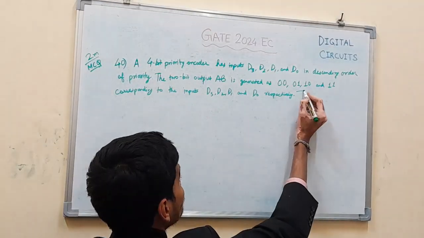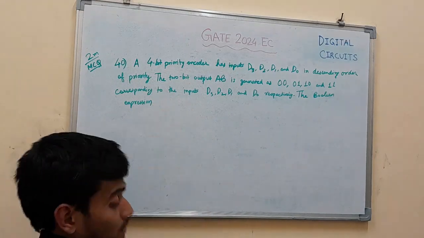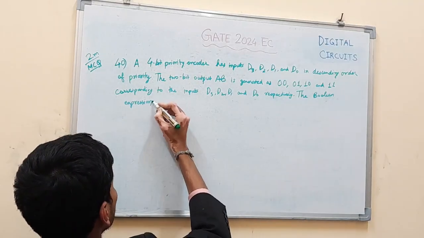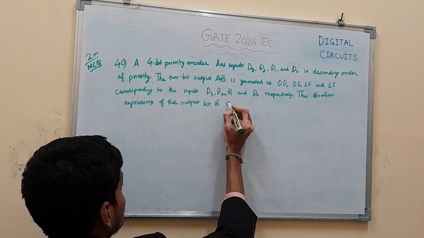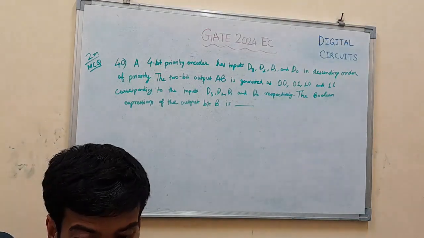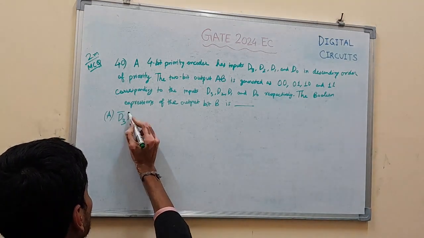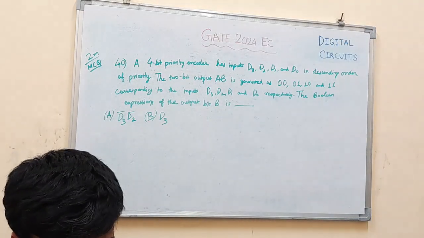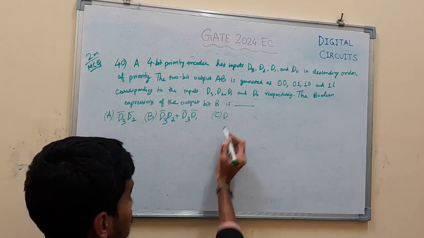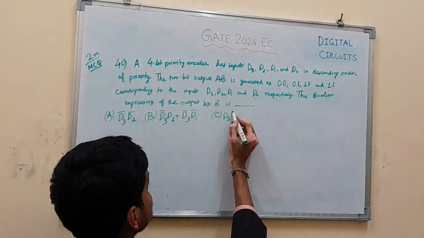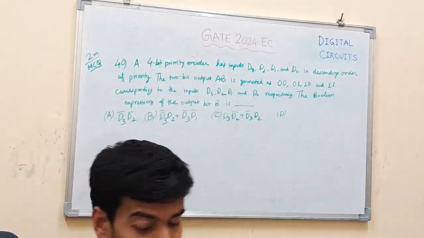The Boolean expression of the output bit B is: option A, D3 bar D2 bar; option B, D3 bar D2 plus D3 bar D1 bar; option C, D3 D2 bar plus D3 bar D2; and option D is D3 bar D1 bar.